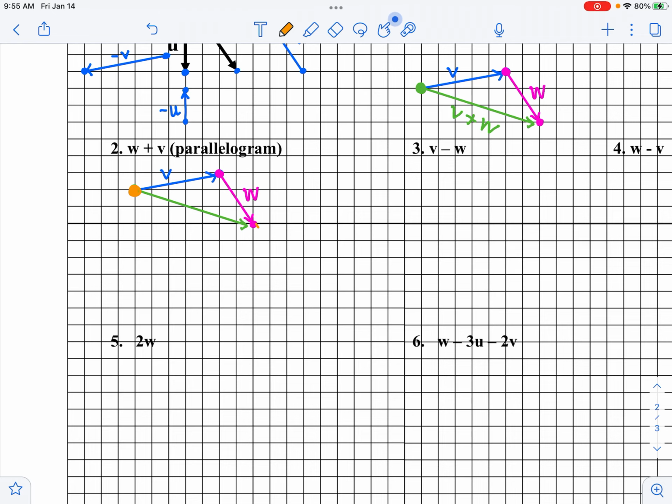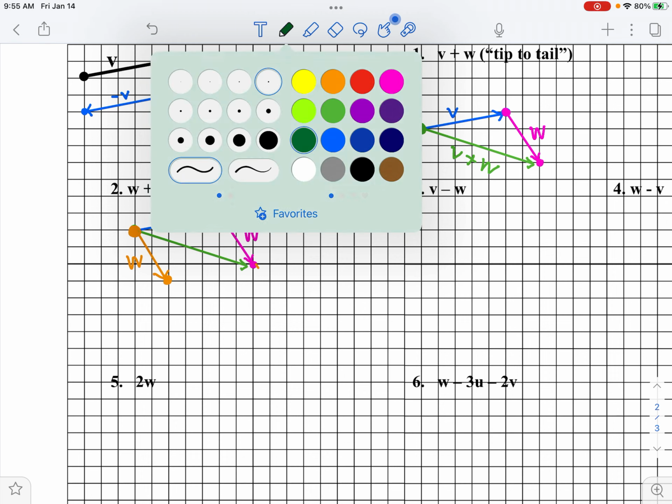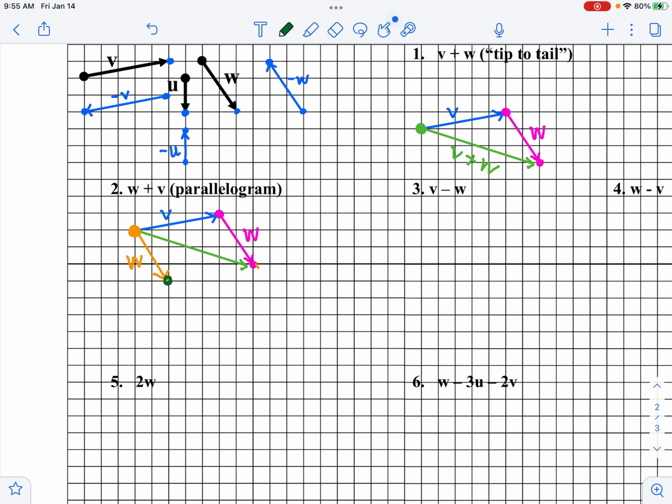So let's see if we can do that. So we're going to do w plus v instead and start at the same initial point. So I'm going to do w. So w is right here. I'm going to go down 3 and right 2. So I'm going to go down 3, right 2, and now I'm right there. And this is w.